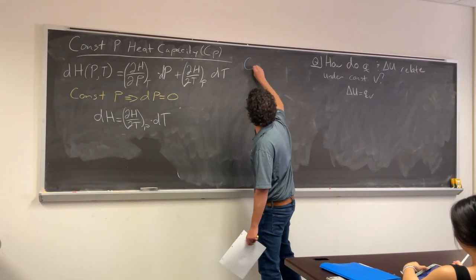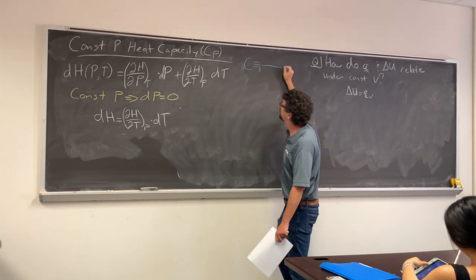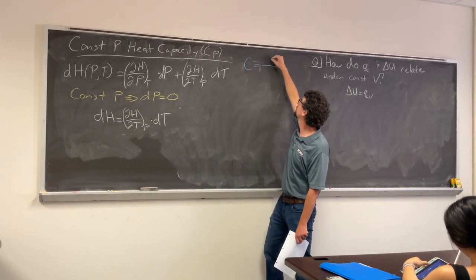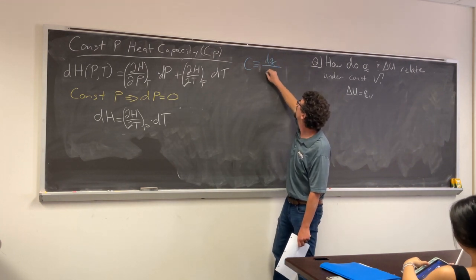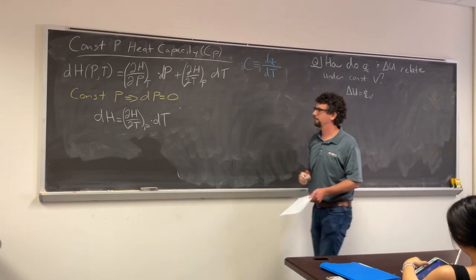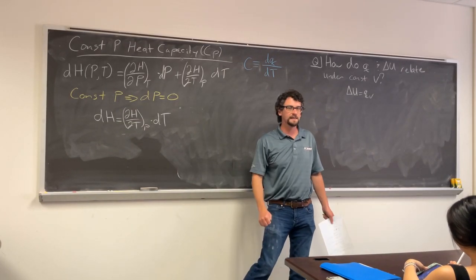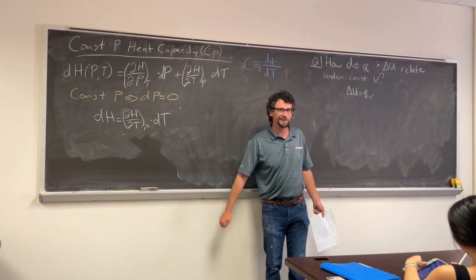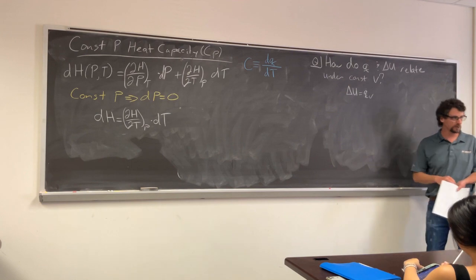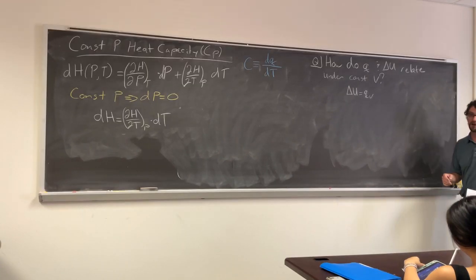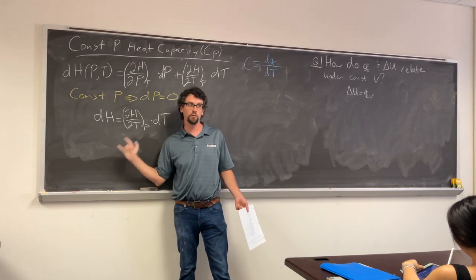Okay, but how did we define heat capacity again? It was something over something. What was it? dQ over dT. Okay. I see a dT. I don't see a dQ. Are there any relationships we know that could help us get to a dQ somewhere in here?